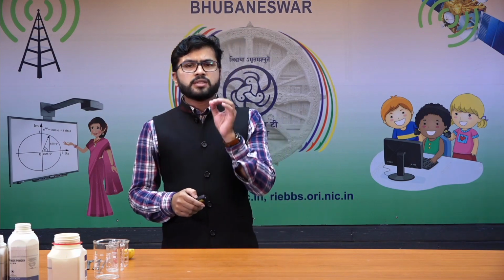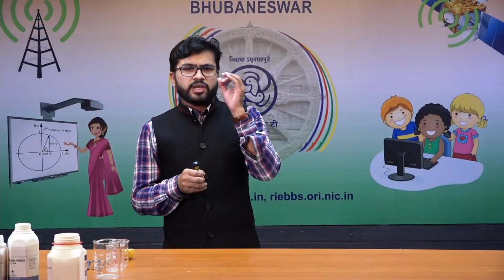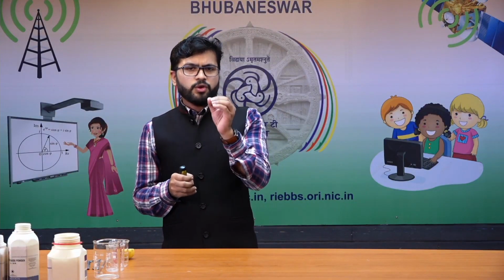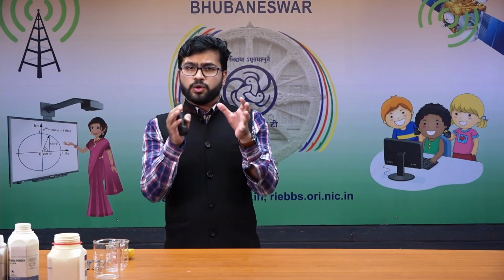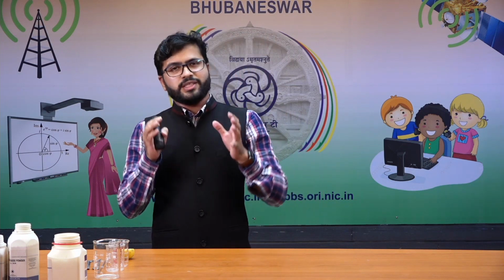Coming to the next, a mixture is a substance that consists of more than one kind of pure form of matter. When we mix several different types of pure substances together, we call it a mixture. As you know, science we can learn by doing only. So I'm going to show you some activity given in your book to understand what a pure substance is and what a mixture is.